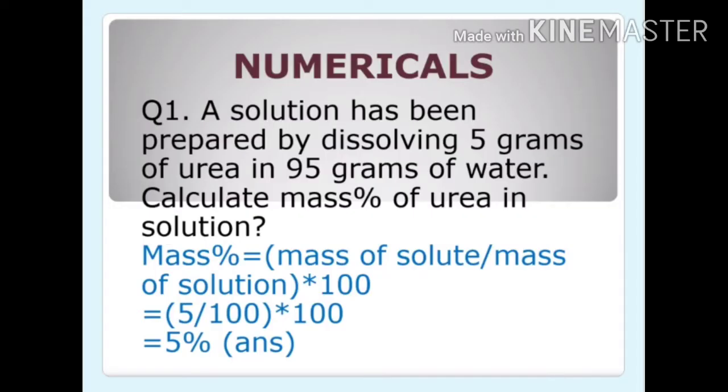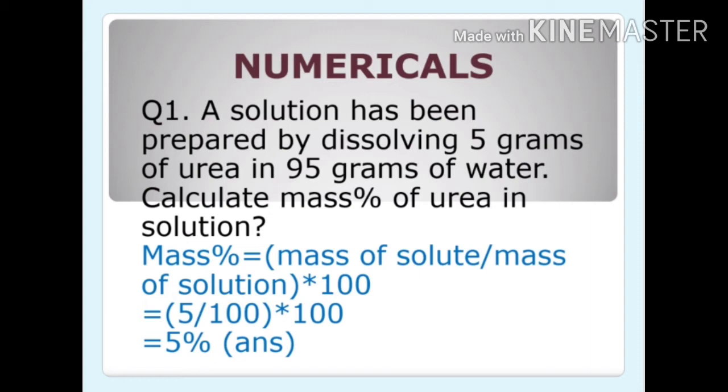First question is, a solution has been prepared by dissolving 5 grams of urea in 95 grams of water. Calculate mass percent of urea in solution. Now सबसे पहले आपको ये find out करना है कि question क्या पूछ रहा है, क्या find out करना है, कौन सा formula इसमें लगेगा. So 5 grams urea का मतलब this is solute, ठीक है, जिसको dissolve किया है 95 grams of water में. तो dissolve क्या किया है, urea, that means it is a solute. किस में dissolve किया है, water में, that means it is a solvent.